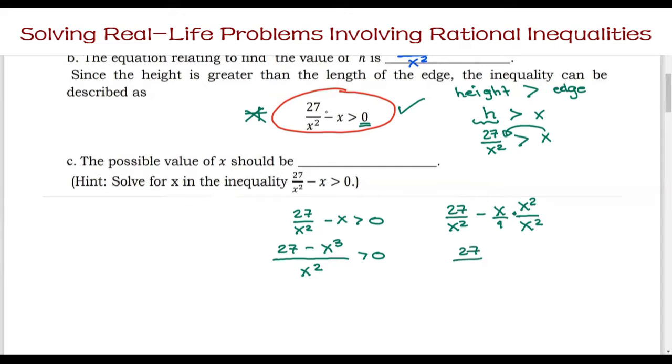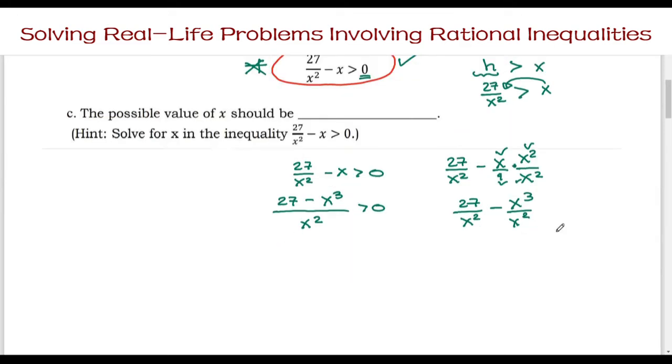So, you are going to have, copy ko lang yung 27 over x squared. Ito, magkakaroon tayo ng x times x squared. You're going to have x cubed over x squared, kasi 1 times x squared. You see? So, pareho ng x squared ang denominators nila. So, pwede nyo nang pagsamahin na ganito.